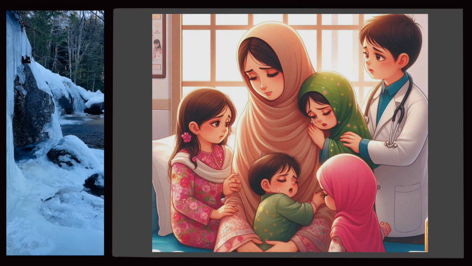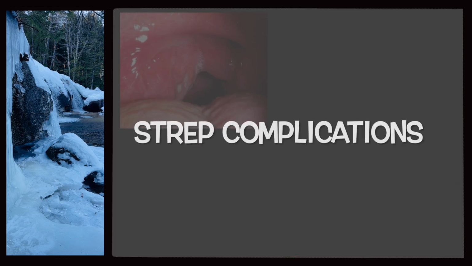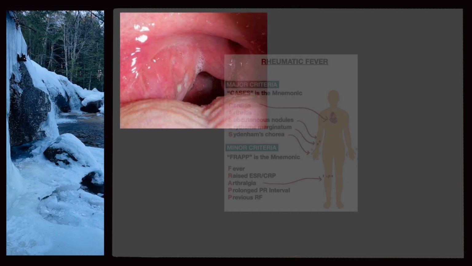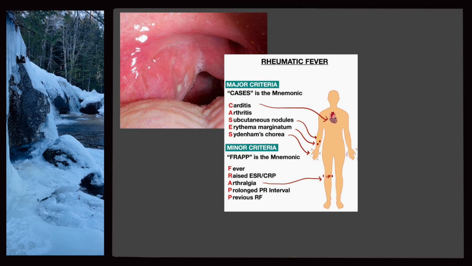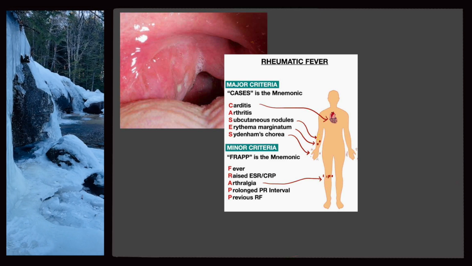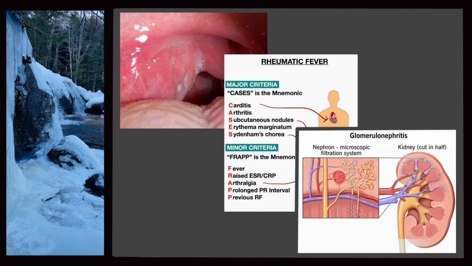If you have strep throat and don't get treated, you run the risk of developing complications, such as an abscess in your tonsil, which might require surgical drainage, rheumatic fever, which is a disease that can affect the heart, joints, brain, and skin, or post-streptococcal glomerulonephritis, a kidney disease.